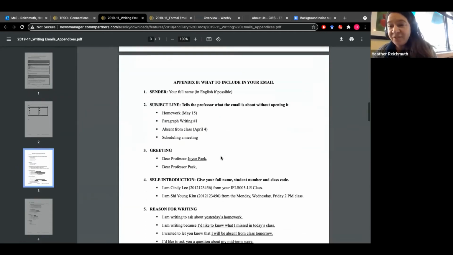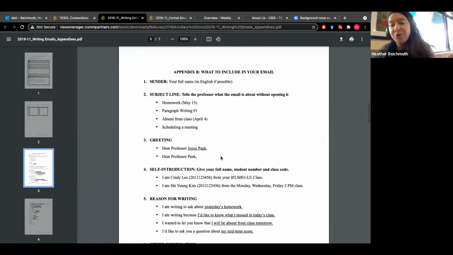Okay, and then on the following page, there's what to include in an email. So, sender: your full name in English if possible. Now, I know some of these students set up their accounts a long time ago, and maybe they don't want to, or they can't, change the name in the sender block. And maybe their English teacher's not the only person they email, probably. Although these days, I don't know how many people are emailing as well. So you might be the only one they're emailing.